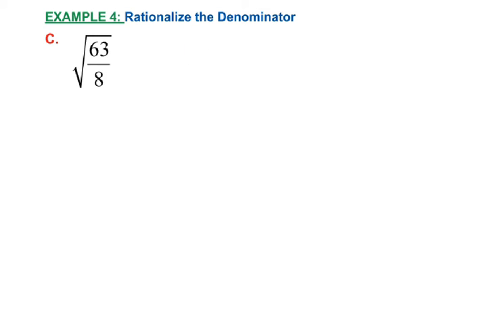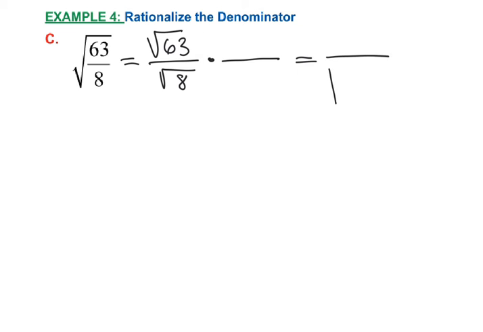So the last one, square root of 63 divided by the square root of 8. Use the quotient property to separate those. We have a radical in the denominator, so we know we need to multiply it by something equivalent to 1 so that we can get a perfect square in this radical symbol, because that is the only way to get rid of that square root.